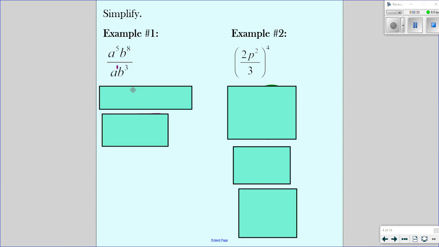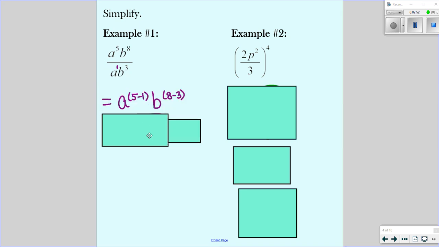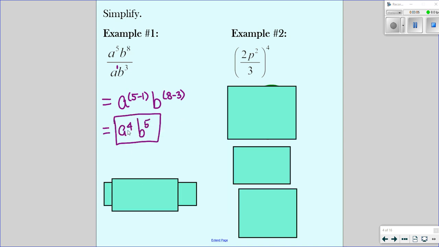All right, so we're going to look at 2 examples where we need to simplify the dividing monomials. So the first thing, we got a to the 5th, b to the 8th, over a to the first power, that's that invisible 1, times b to the 3rd power. Right, so you can rewrite it this way. You have the same base for a, so you can subtract the exponents, 5 minus 1, and b, same base, subtract the exponents, 8 minus 3, simplify, and you have your answer a to the 4th times b to the 5th.